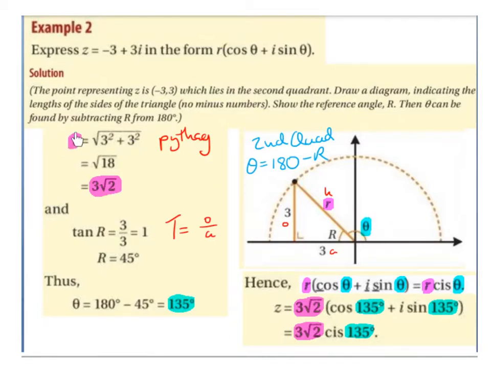So r equals the square root of 3 squared plus 3 squared. So 3 squared plus 3 squared, which is the square root of 18, which is 3 root 2. So we use Pythagoras' theorem to work out the hypotenuse of the triangle, which is r.